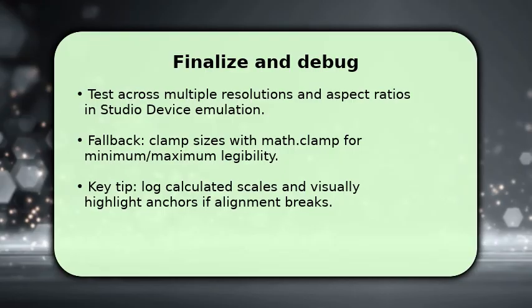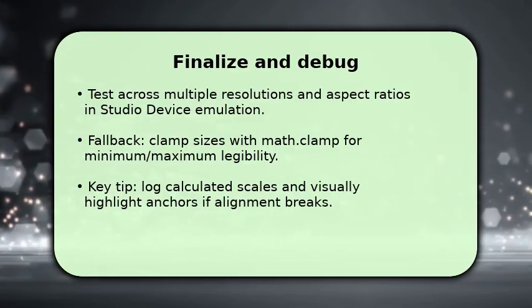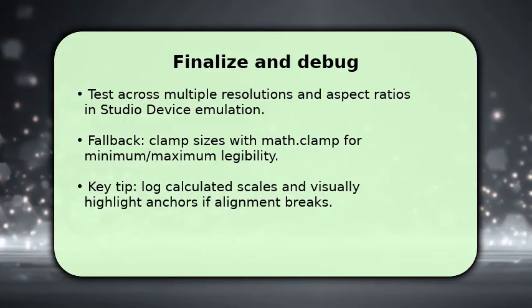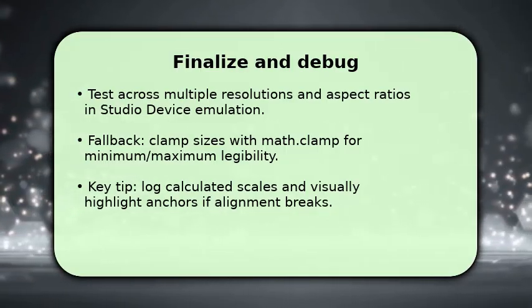If things go wrong, log the scale numbers and temporarily draw borders around frames to see anchor and pivot problems. This immediate visual feedback speeds up fixing alignment issues.